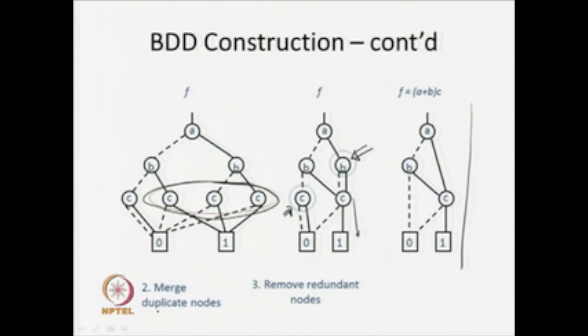After merging of duplicate nodes, what will happen? Again some redundancy may arise, then again we are going to remove those redundant nodes. So, in this way, we are going to repeat these two rules and try to eliminate more and more redundant nodes and merge duplicate nodes. So, eventually we are coming to this particular BDD.